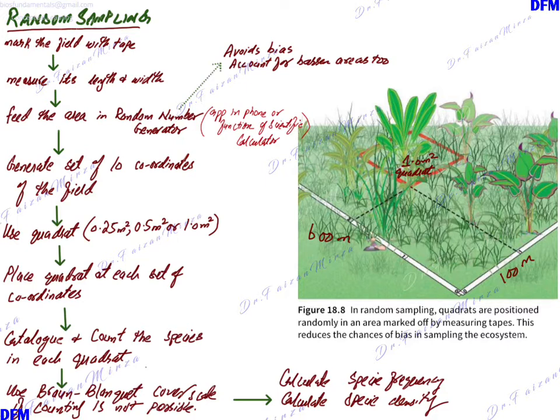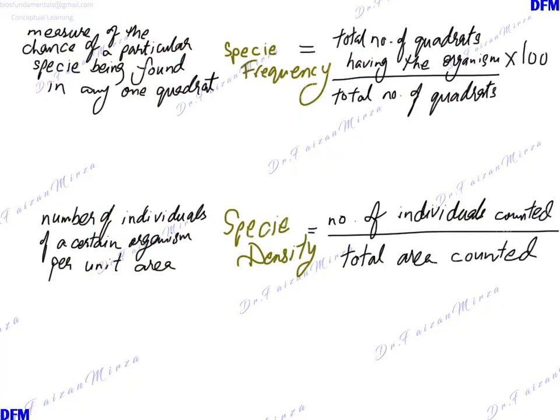And since you are not choosing the positions where you are counting yourself, you could otherwise have added bias to it. You probably would not have placed the quadrat in a barren area, or you would have placed it deliberately in a place where the plants are highly diverse, or many of them are growing together. But when you use a random number generator app, it avoids this bias. Whatever coordinate it gives you, you have to go and place the quadrat there. There's no other option about it. So it helps in avoiding bias.